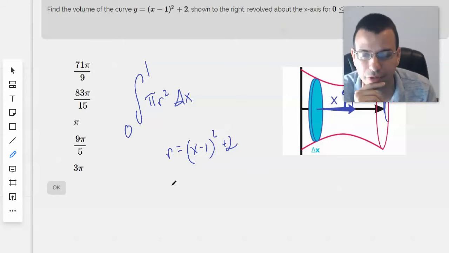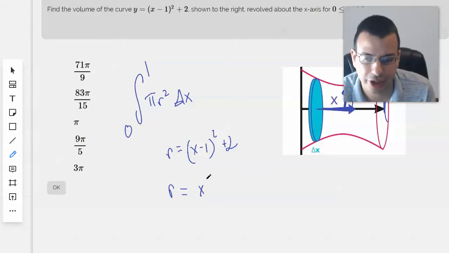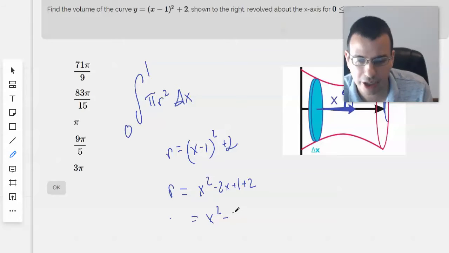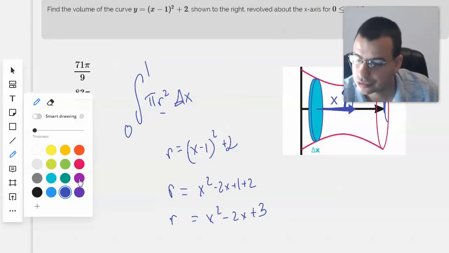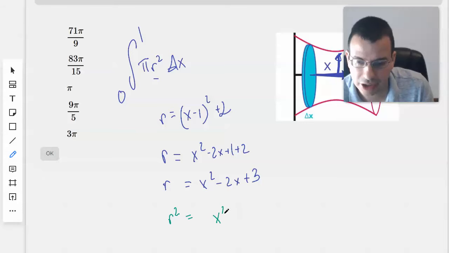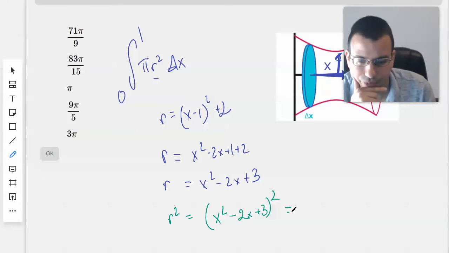If we expand this out, we have r equals x squared minus 2x plus 1 plus 2, which equals x squared minus 2x plus 3. Now we have to find r squared. R squared will be (x squared minus 2x plus 3) quantity squared. Is there a way to simplify this? I don't think so.